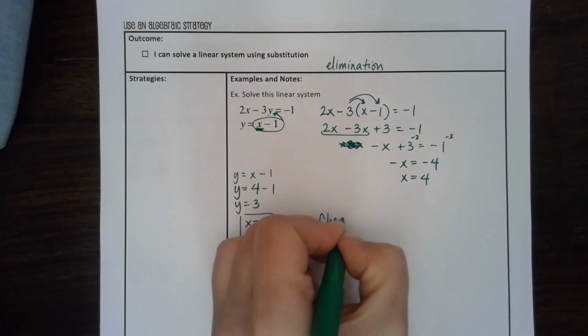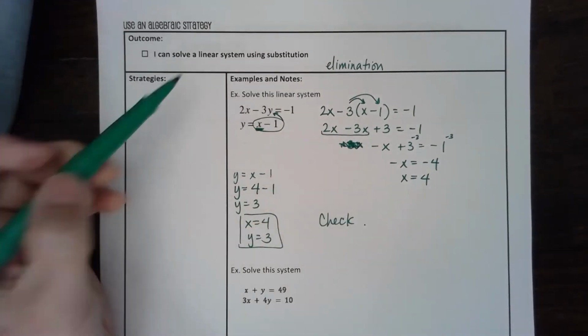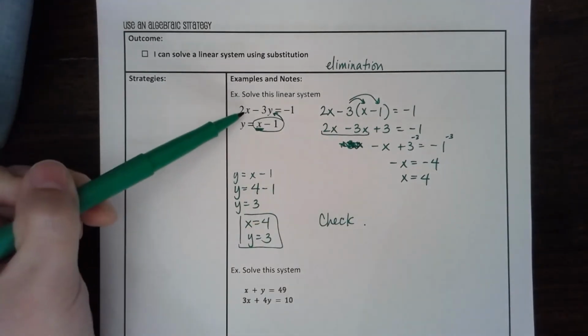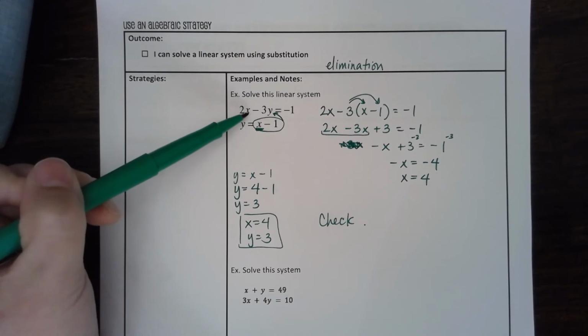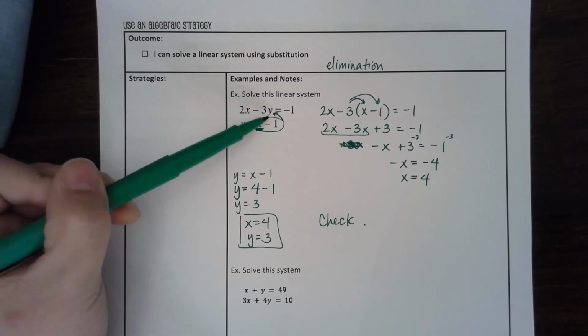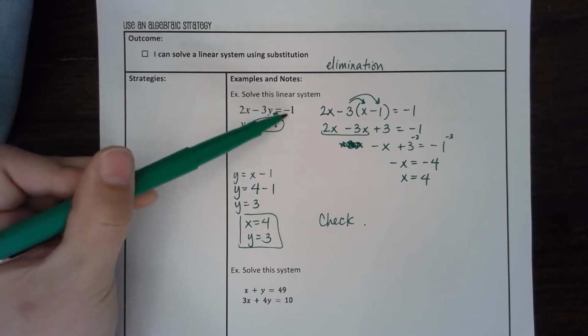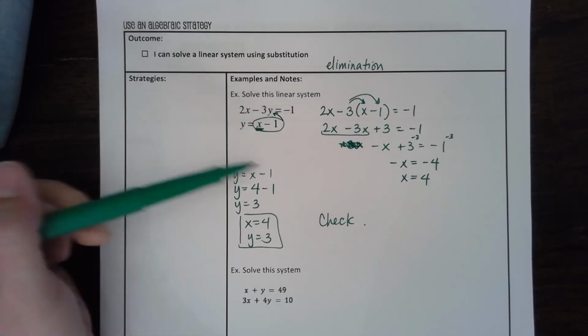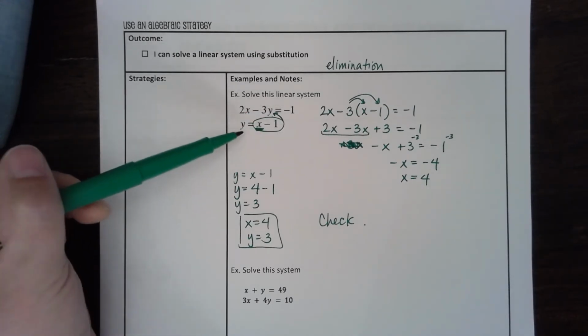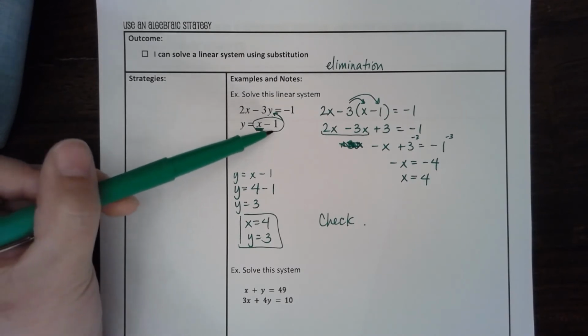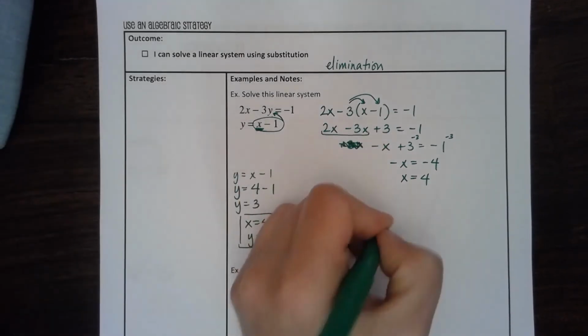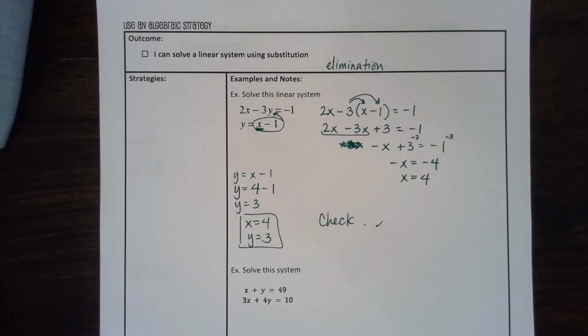And we want to check this, right? We go back and see it's 2 times x, which is 4. 2 times 4 is 8, minus 3 times 3, because y is 3, is 9. 8 minus 9 is negative 1. Perfect. And then y equals x minus 1. So 3 equals 4 minus 1. Sure does. Perfect. So we're good. Our answer works. So we'll always know if we have a correct answer.